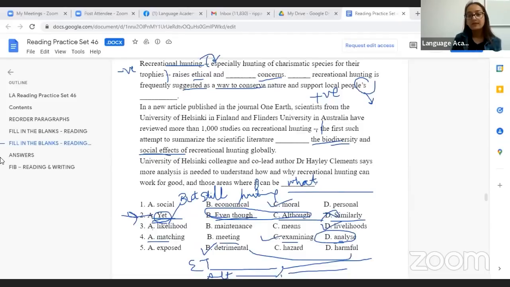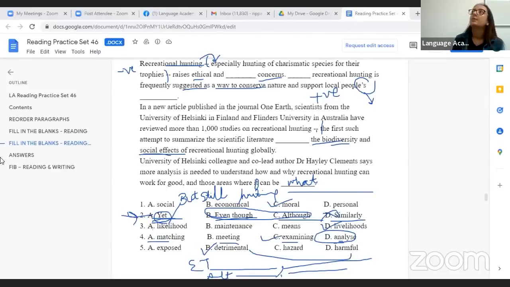So it had two parts for them. They wanted to say that more analysis is needed to understand how and why recreational hunting can work for good. And we need to understand those areas where hunting can be dash. So we cannot expose hunting. What if I say, let's expose hunting? What is the meaning it conveys? Hunting is an activity, and to expose hunting doesn't even hold a meaning.